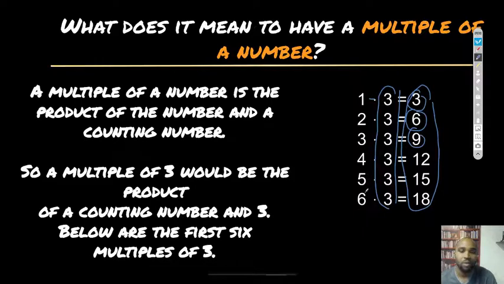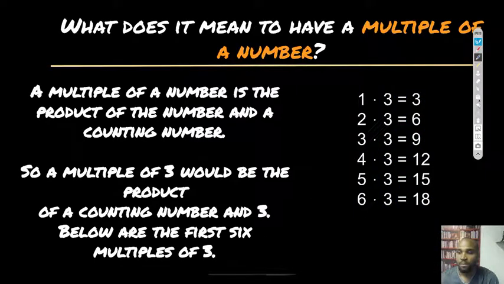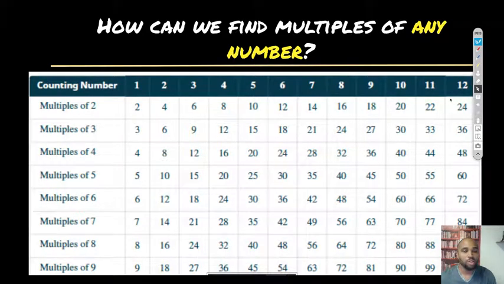Now, I didn't have to go in order. I could have skipped to 20 times 3, and that'll give me 60. And the question is, is that a multiple of 3? Yes, it is, because we took 3 and multiplied it by some counting number and got 60. So now I know that 60 is a multiple of 3. So here's a bigger picture of many numbers so that you can see what the pattern looks like.